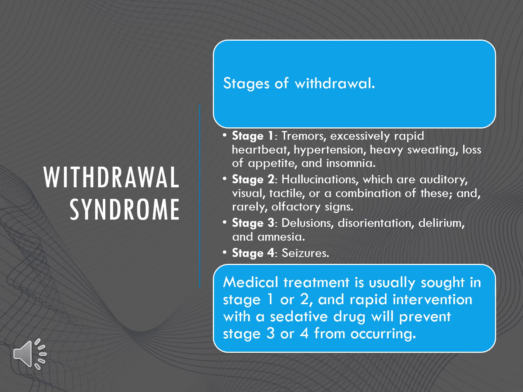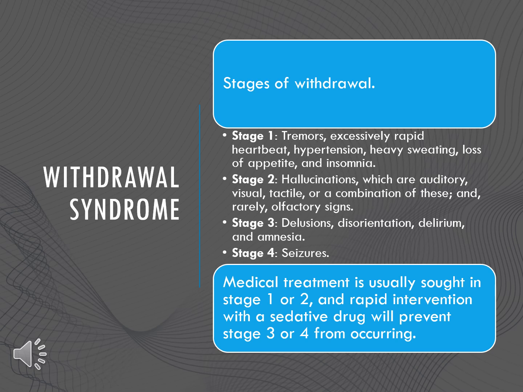Looking at the stages of withdrawal, we look at the progression of the abstinence syndrome, and it's described in these 4 stages. Stage 1: tremors, excessively rapid heartbeat, hypertension, heavy sweating, loss of appetite, and insomnia. Stage 2 would be hallucinations, auditory, visual, tactile, or a combination of these, and rarely olfactory signs. Stage 3 is delusions, disorientation, delirium, sometimes intermittent, and usually followed by amnesia. And stage 4 would be seizure activity.